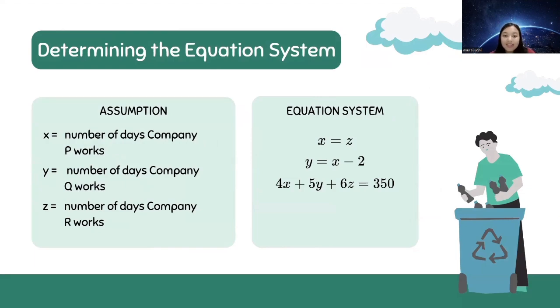After determining the variables, we create the equations. The first equation is 4x plus 5y plus 6z equals 250. The second equation is y equals x minus 2. And the third equation is x equals z.